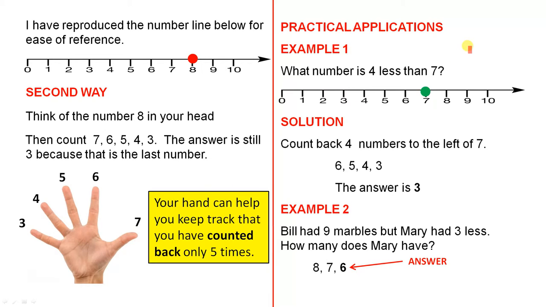Some practical examples from everyday life. What number is 4 less than 7? Count back 4 numbers to the left of 7. 6, 5, 4, 3. The answer is 3. Bill had 9 marbles, but Mary had 3 less. How many does Mary have? So if Bill had 9 marbles, just count back 3 places from 9. So you go 8, 7, 6. So Mary has 6 marbles.